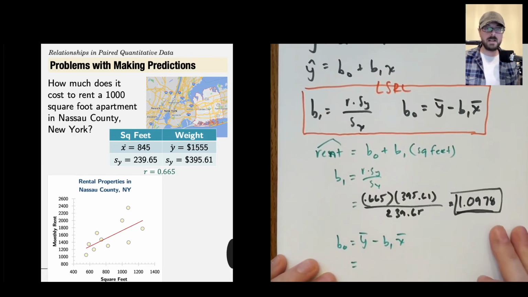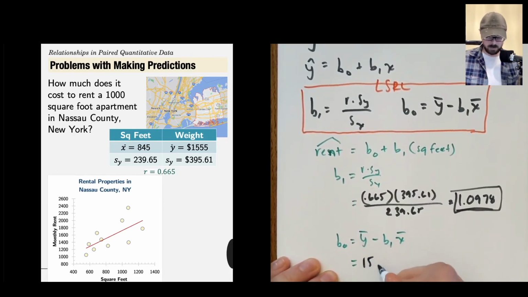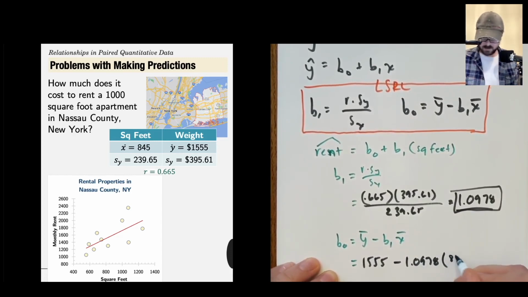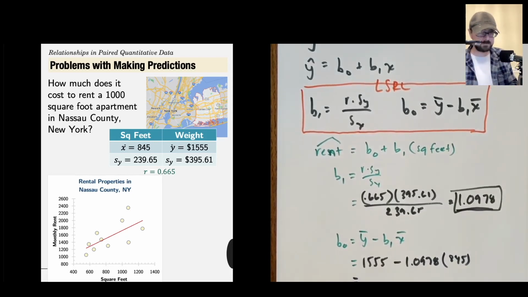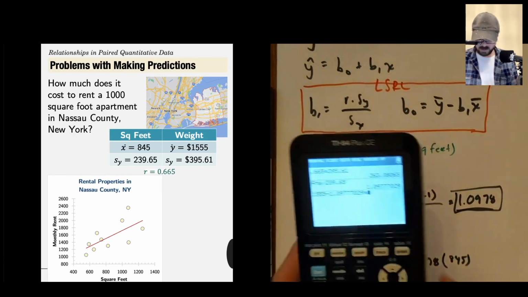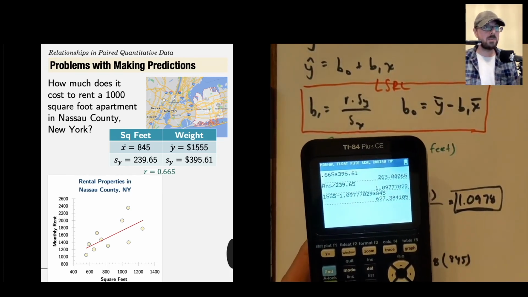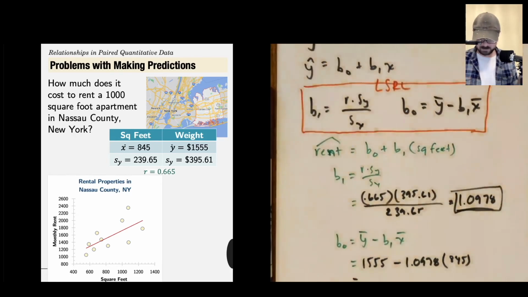The mean of the y, the average price of an apartment amongst those sampled here in Nassau County, New York, is $1,555. We'll subtract from that 1.0978 times the average square footage of an apartment there, 845 square feet. And let's see what we get. I got 627.3841. And so this is supposed to be my y-intercept.